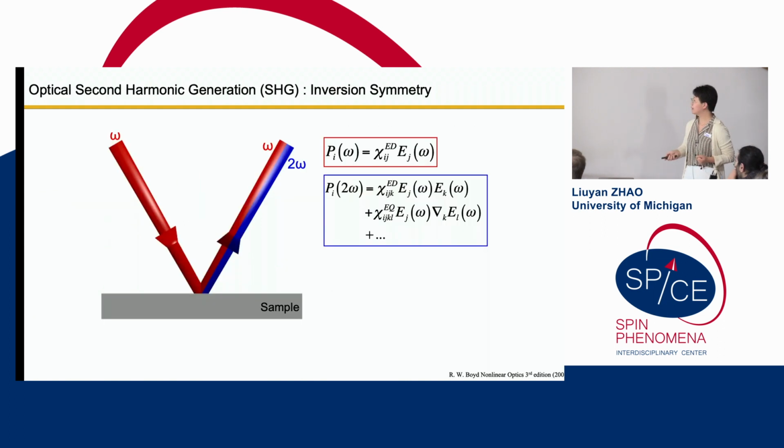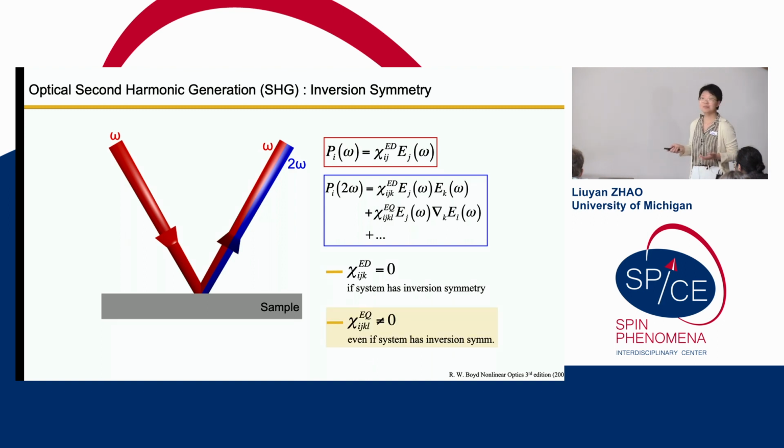Okay, so second harmonic generation. Traditionally, it's known to be absent if inversion symmetry is present in the system. This traditional knowledge is based on the assumption that we are considering only the leading-order electric dipole contribution. As we mentioned in the morning's discussion, there could be electric quadrupole contributions that can be present even when a center of inversion is present. There are also magnetic dipole contributions, which are of the same rank as the electric quadrupole contribution.